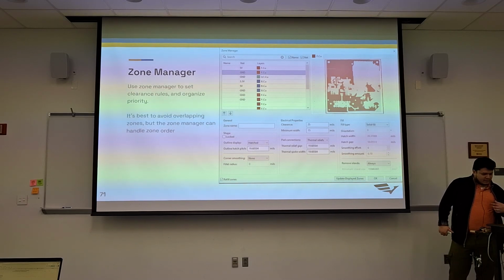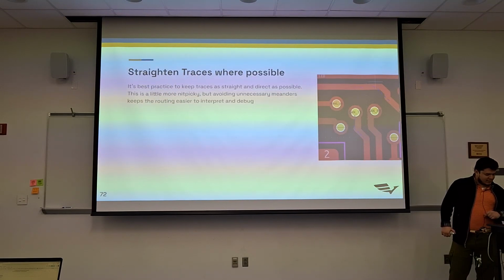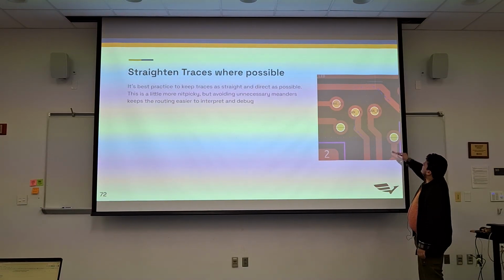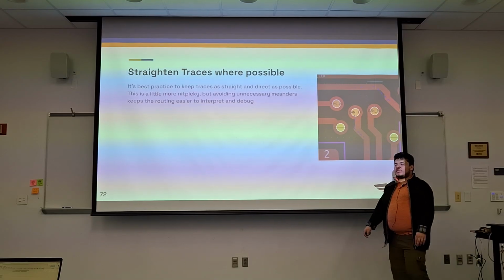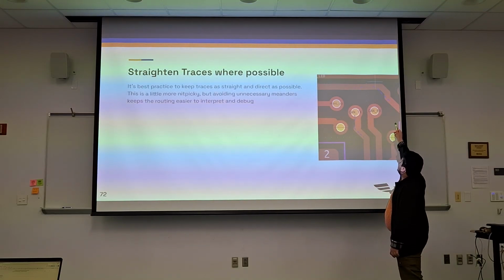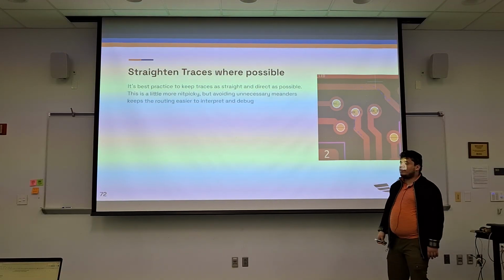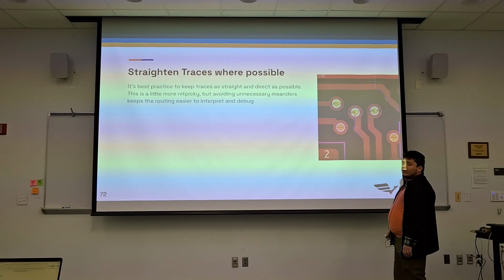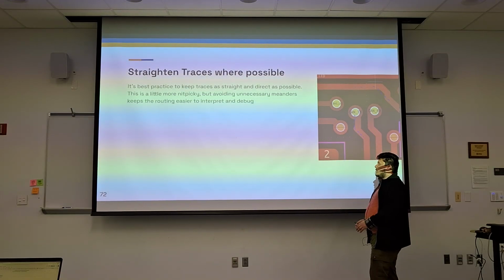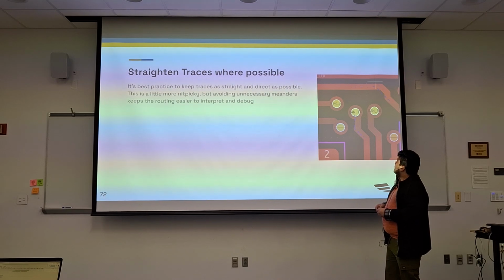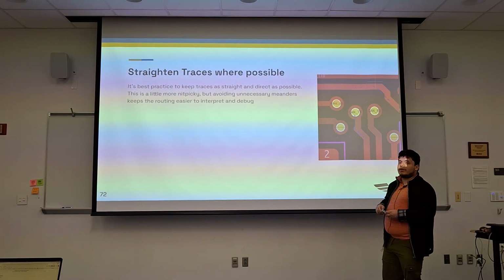In fairness, I didn't discover it until I was doing this presentation, so no worries if you hadn't seen that before. And then straightening traces where possible. You just want to keep everything as short and direct as possible. So little meanders like that are not necessary, or also little bends like that. This is nitpicky. This is more for when you're at the very end of the design and you want to make sure that everything is as nice and clean as possible. That is something to look for: unnecessary meanders.